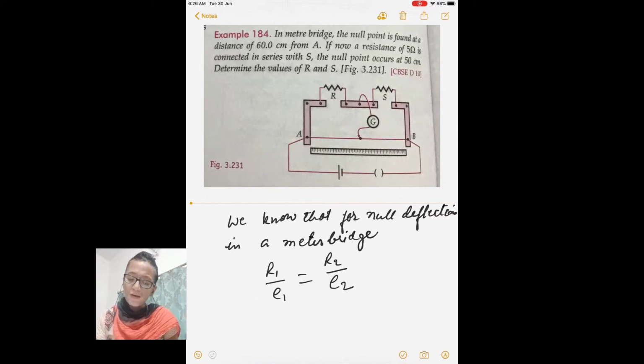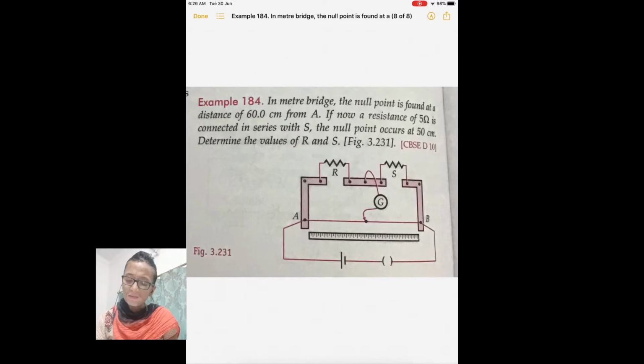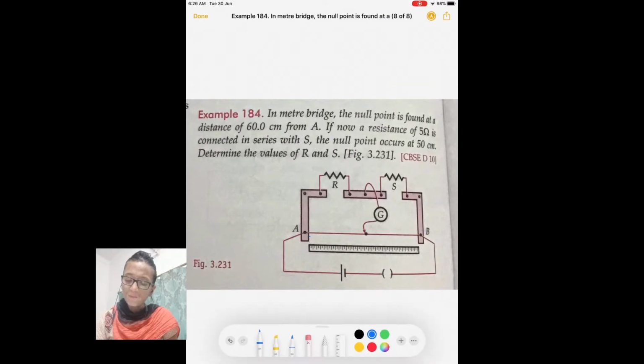So here R1 is R, L1 is this length, R2 is S and L2 is this length. Now you have to determine the value of R and S in this question. So you need to know two unknowns, and for knowing two unknowns we need two equations. Here we have given two conditions.